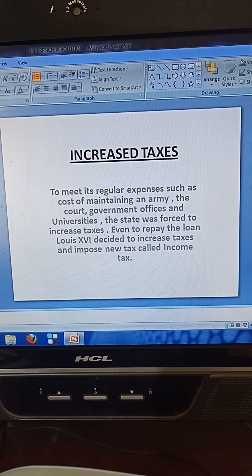Even to repay the loan also he decided to increase the tax. And who paid the tax? The people of the third estate, who were leading a miserable life, who led a life of poverty, and in addition to that they were overburdened due to taxes. So the people wanted to get rid of such kind of king.